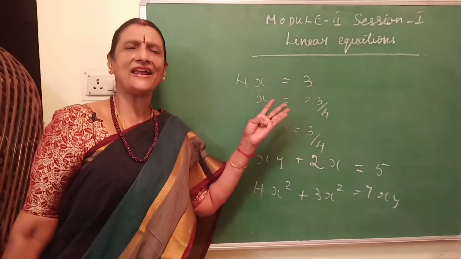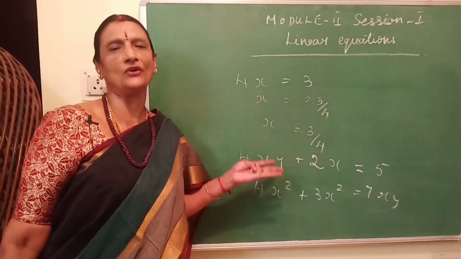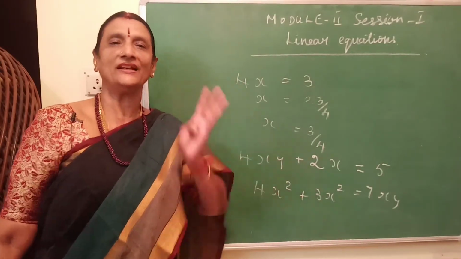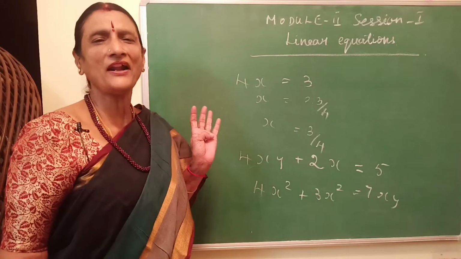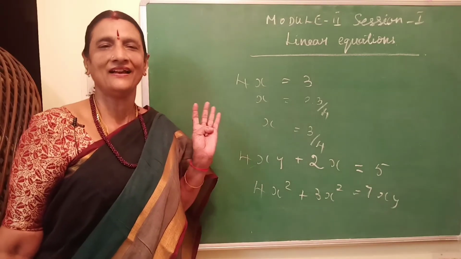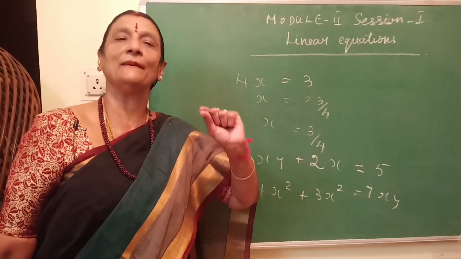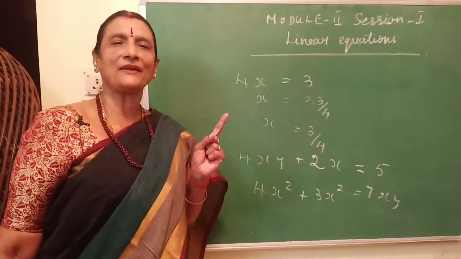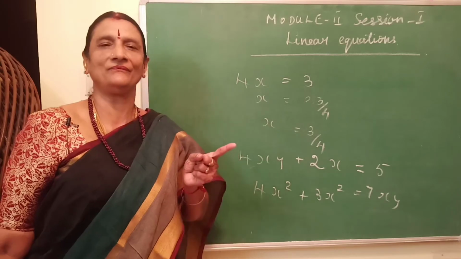Now there is a variety of examples we can quote for this, but our knowledge is to restrict to only linear equations. What do you mean by linear equations? What is the term? What does linear mean? Linear means it is single or one.